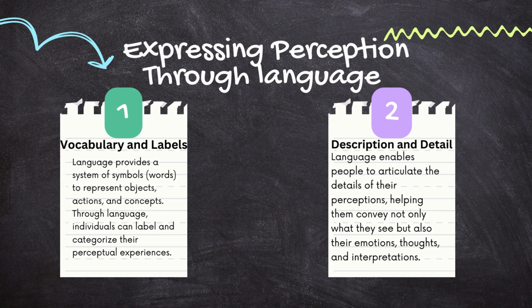The next one is description and detail. Language enables people to articulate the details of their perceptions, helping them convey not only what they see, but also their emotions, thoughts, and interpretations.